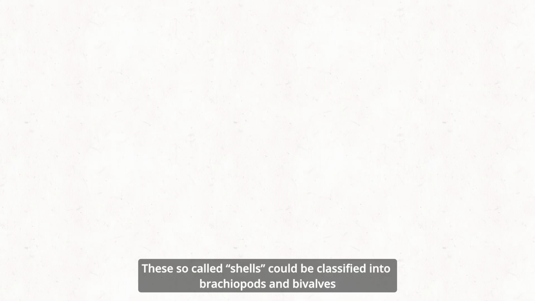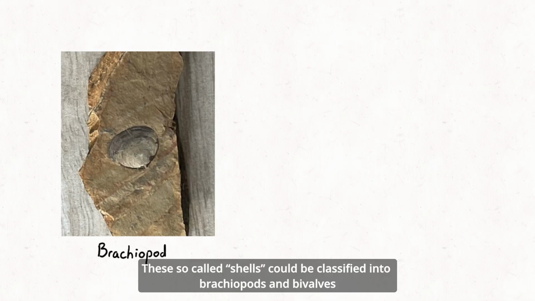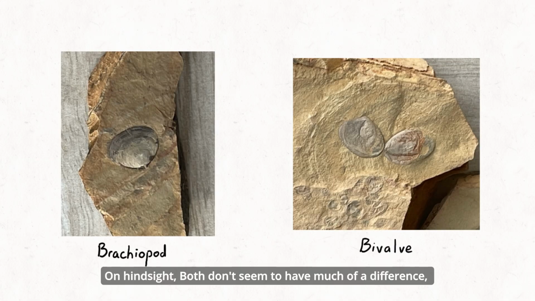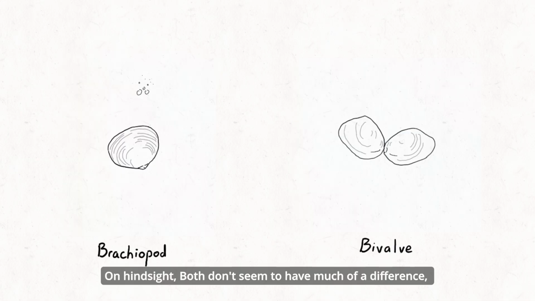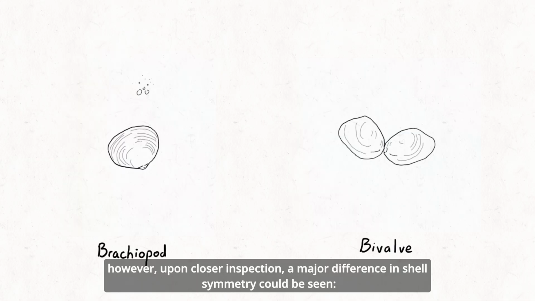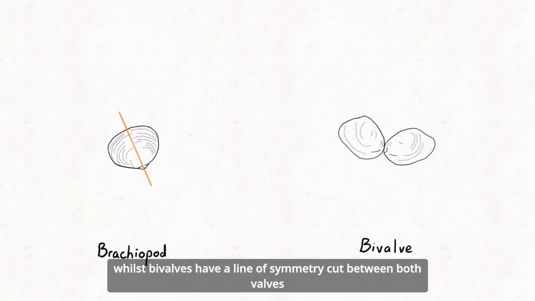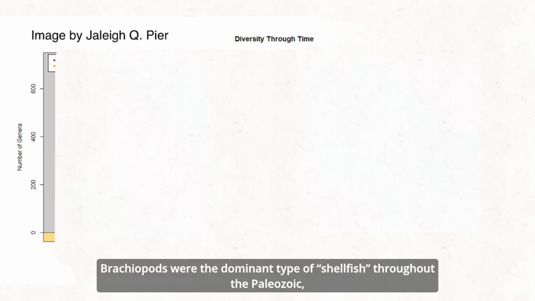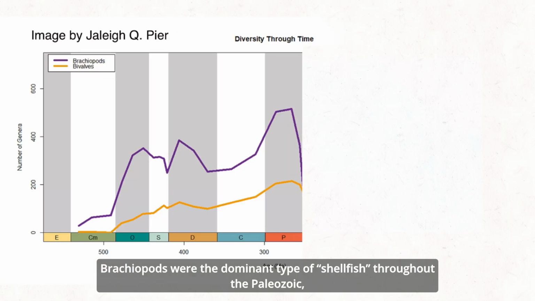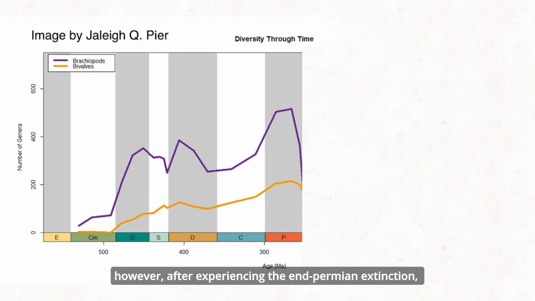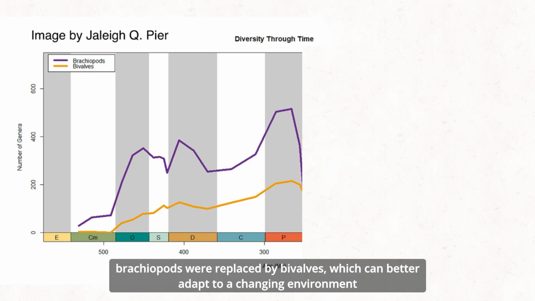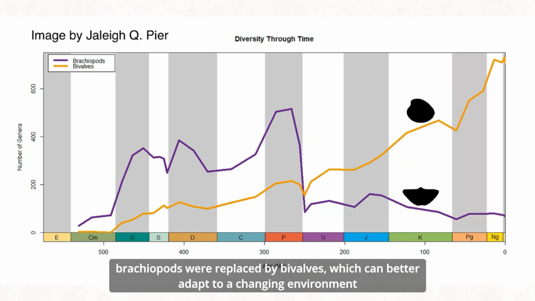These so-called shells can be classified into brachiopods and bivalves. On hindsight, both don't seem to have much of a difference. However, upon closer inspection, a major difference in shell symmetry could be seen. Brachiopods have a line of symmetry cut across their valves, whilst bivalves have a line of symmetry cut between both valves. Brachiopods are the dominant type of shellfish throughout the Paleozoic. However, after experiencing the end Permian extinction, brachiopods were replaced by bivalves, which can better adapt to a changing environment.